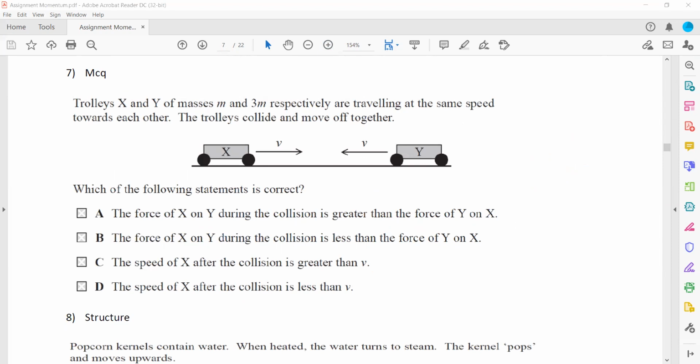Trolleys are shown here. You can see trolley X and Y. One has a mass of m, another has a mass of 3m. Both are moving with the same speed. The trolleys collide and move off together. Which of the following statements is correct?